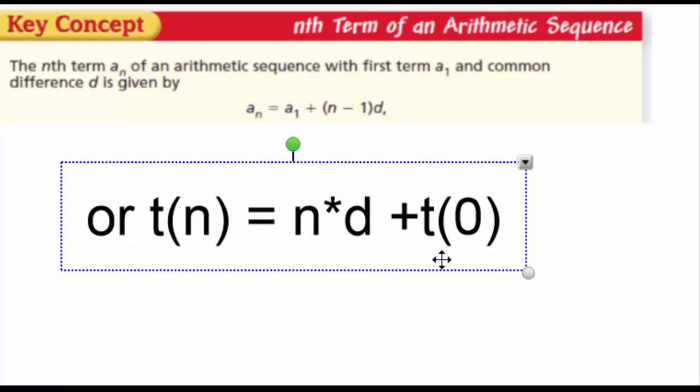Now this one is the exact same formula. It's just using the zero term. If we can go backwards and find the zero term pretty easily, this one might be an easier formula to use. Notice it looks just like slope-intercept form, just with different variables. Think of it as y equals mx plus b.